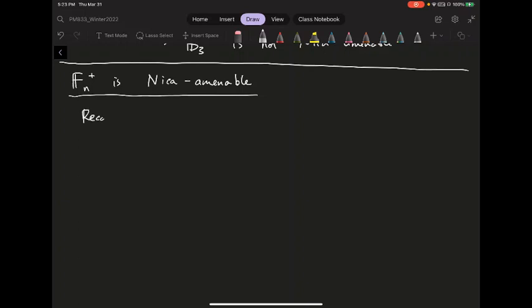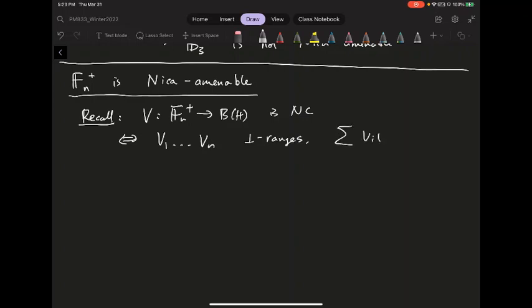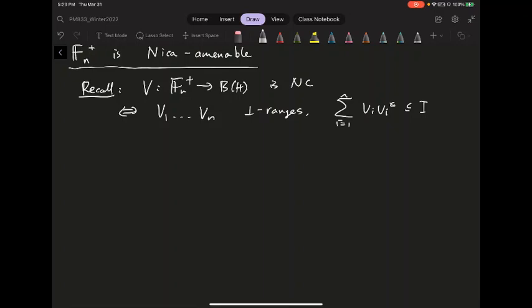If you recall, for the free semigroup, a Nica covariant representation is essentially determined by the generators V1 up to Vn with pairwise orthogonal ranges. In other words, the sum of the range projections ViVi star, for i going from 1 to n, is less than or equal to the identity. A quick way of proving Nica amenability for this free semigroup is using something similar to the Wold decomposition for these isometries, the Vi's.